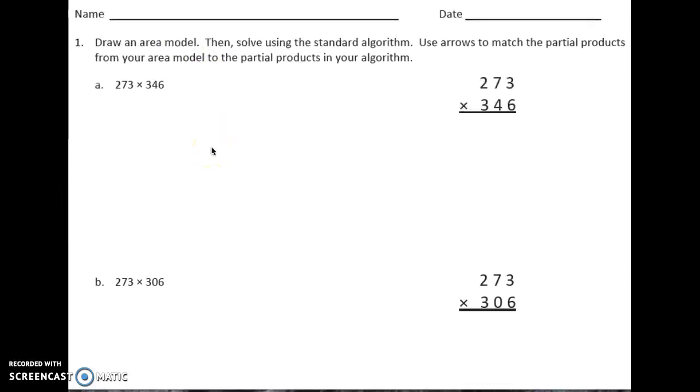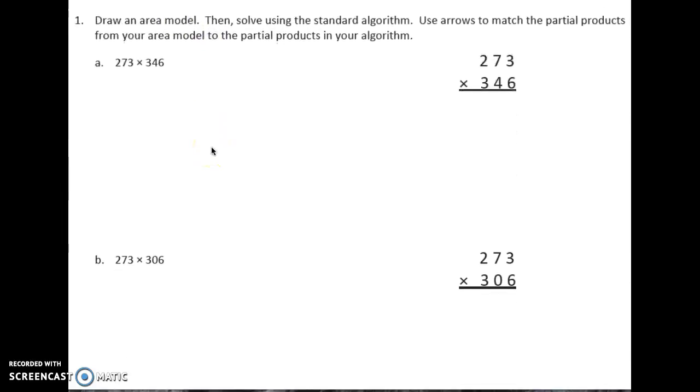And to really make it very clear what's happening and how come, we're starting with an area model yet again, and then doing the standard, and then you're going to use your arrows to match the partial products from your area model to those in your algorithm.